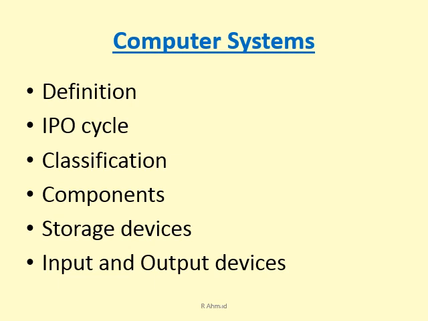Next we talk about the IPO cycle. Just now I talked about input, process and output. So the IPO cycle is nothing but an activity in which all these 3 sub-activities are being carried out: inputting of some data, processing of some data, and then giving out some meaningful result.